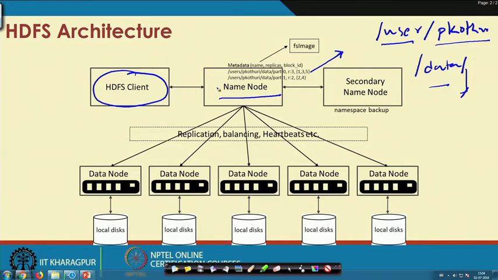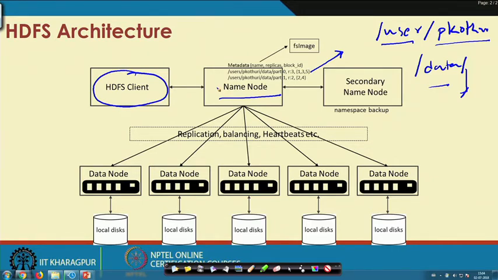interact first with the name node to get the details of the data node where the data is stored, or where the blocks are stored, and then it would also interact with these data nodes to directly get the data.